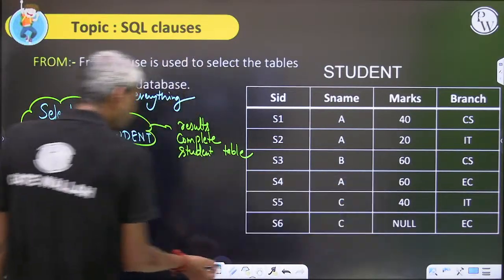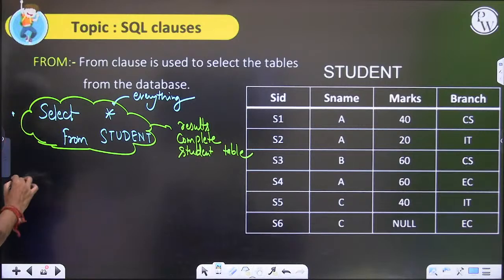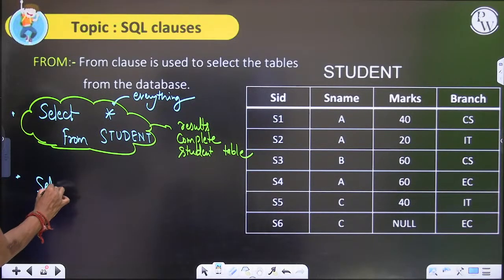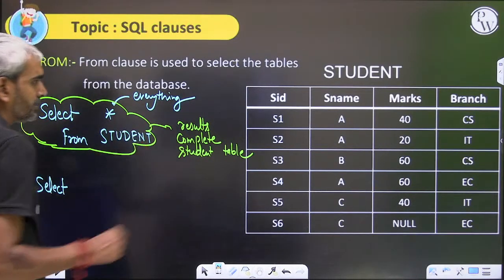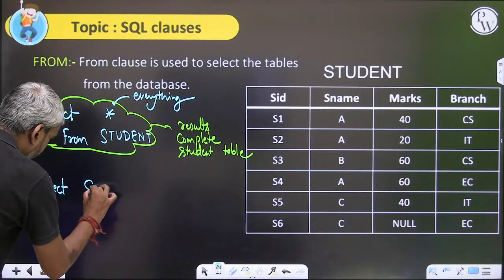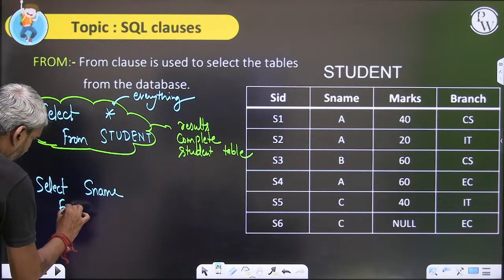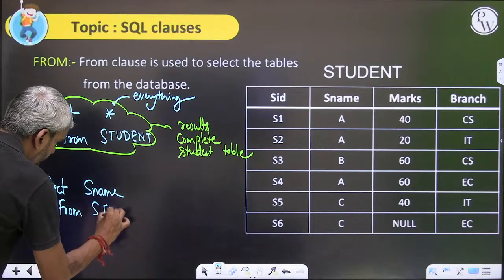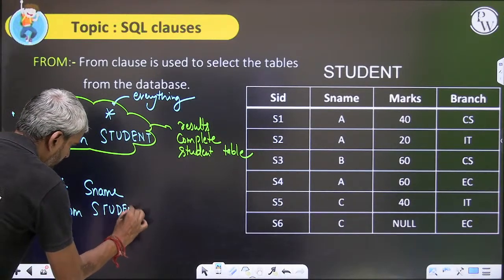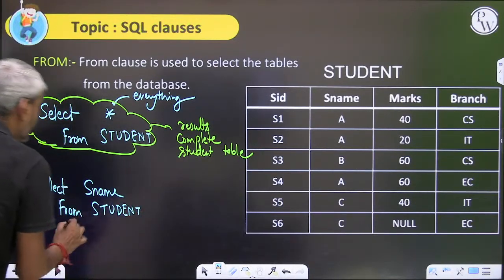You may want to specify the attributes which you want in the output. So you may say select, let's say, name from student. Then what will be the output?